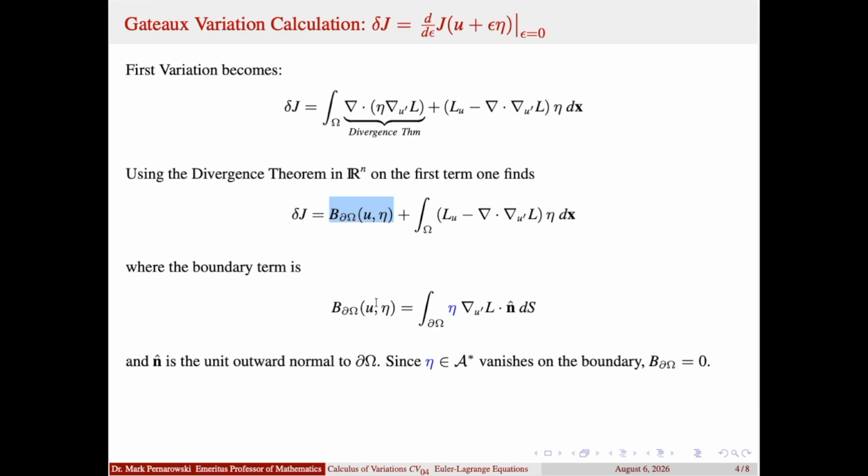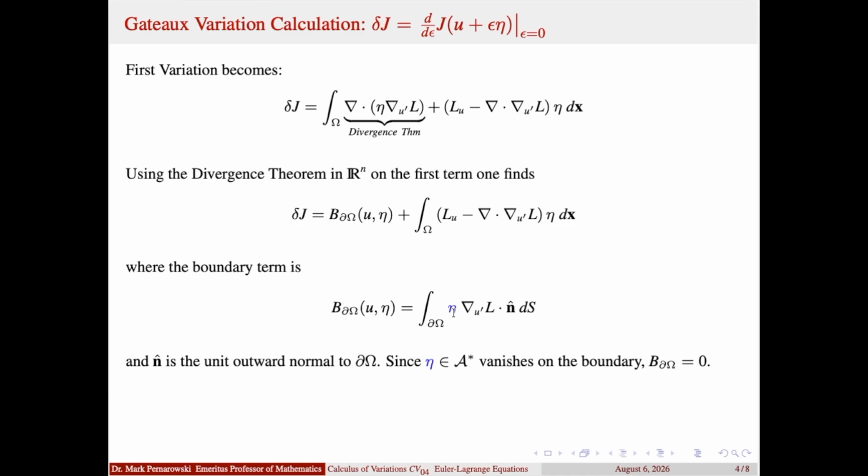This boundary term is, by the divergence theorem, basically you take this vector field and you find its normal component. That is this here. So that's the normal component, and I integrate that over the surface. Now you notice that in this expression there's an eta here.